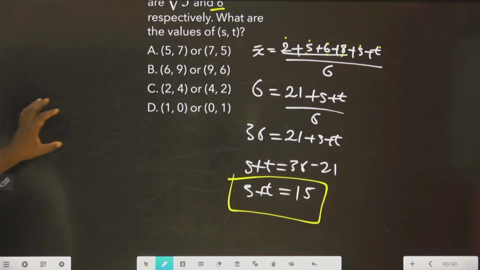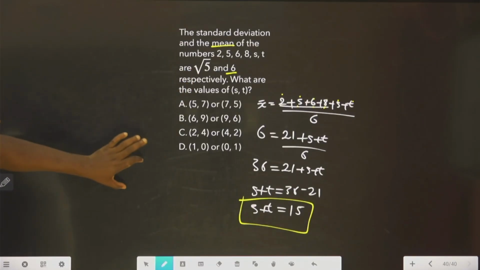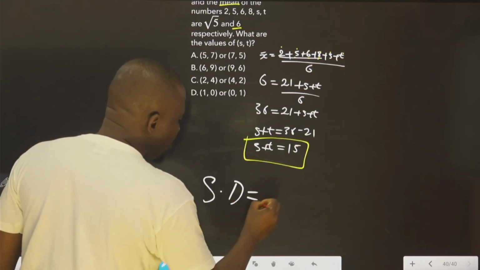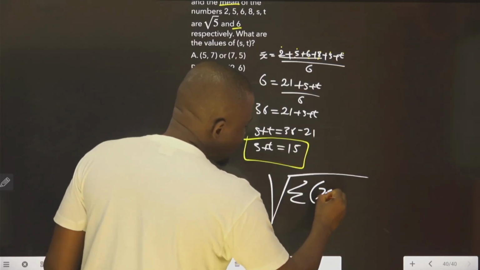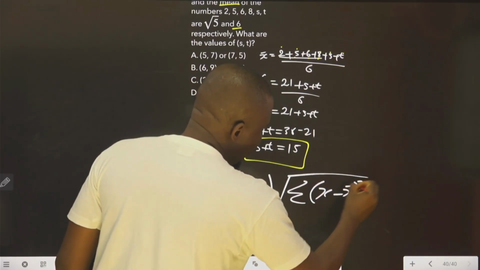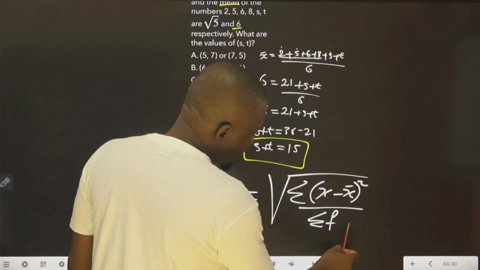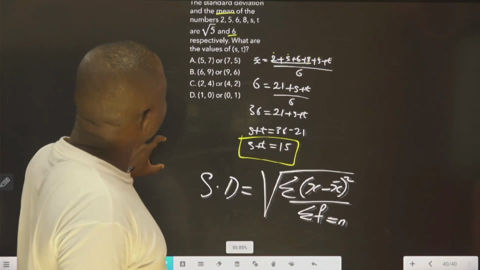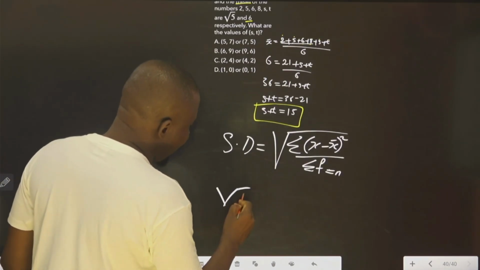Now we go for the standard deviation, because we are also given the standard deviation. So the standard deviation formula says what? Standard deviation is equal to the square root of the summation of x minus the mean, squared, over n. Remember, you can also call this N. Okay? Now, let's continue. So standard deviation was given to be square root of 5.